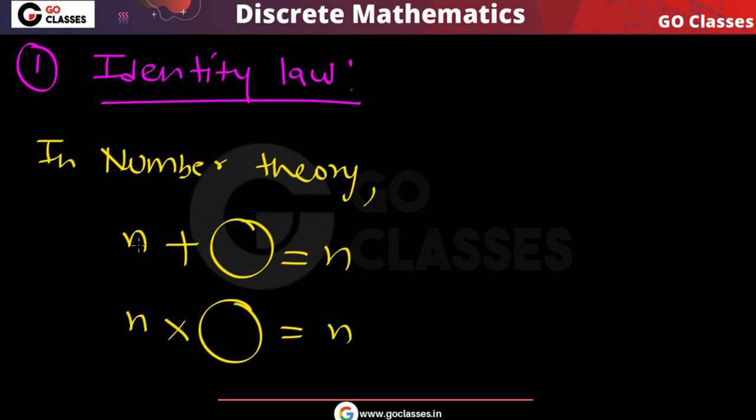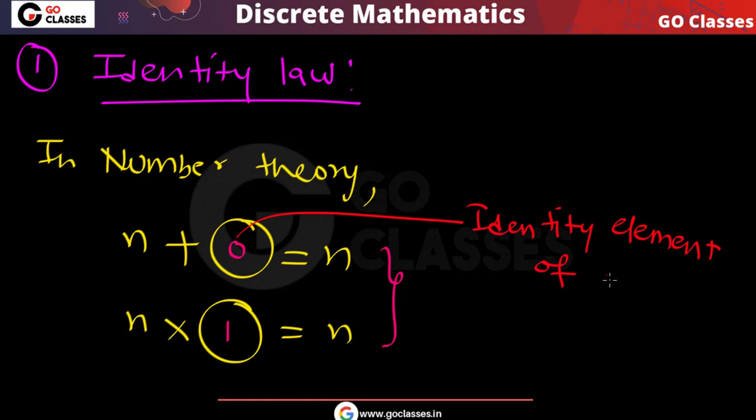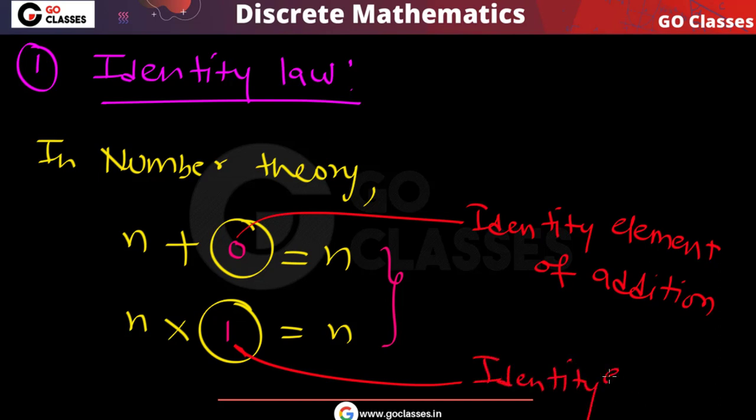You can notice that with any number, if I add 0, and similarly if I multiply by 1, I will get the same number. n plus 0 is n, n into 1 is n. So these are called identity elements. This is the identity element of addition, and this is the identity element of multiplication.